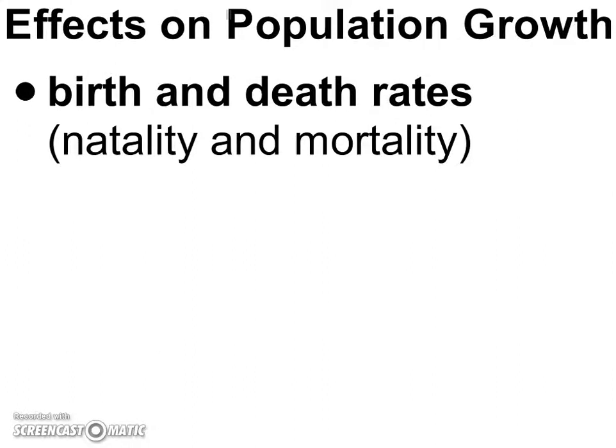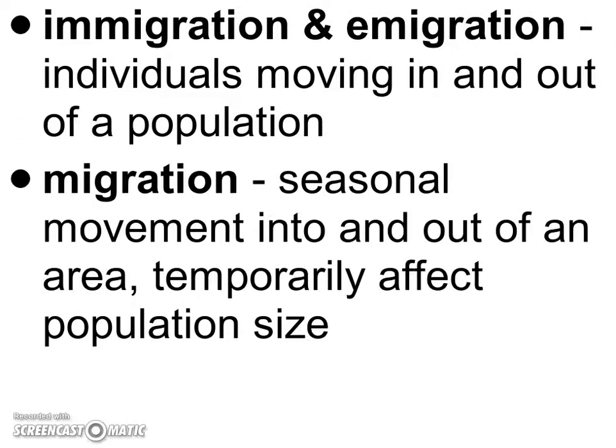One of the things that affects population growth, obviously, is the birth and death rates. Birth rates are called natality, and death rates are called mortality. So how many of that population are being born each year compared to how many of that population are dying off in that year. Immigration versus emigration: individuals moving into or out of a population. Immigration is moving in. Emigration is moving out.